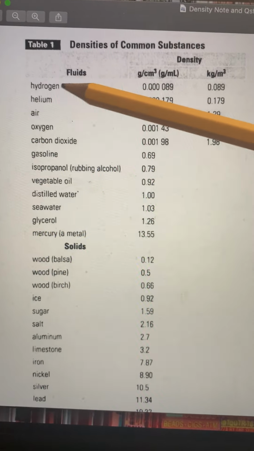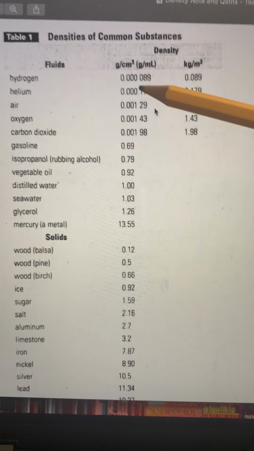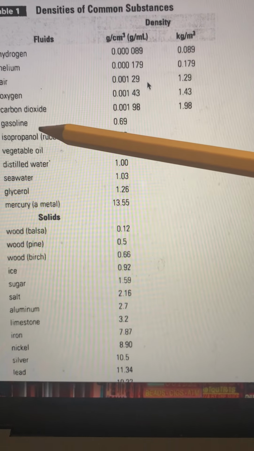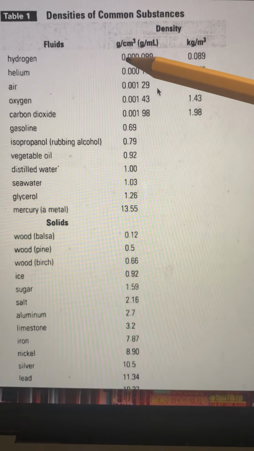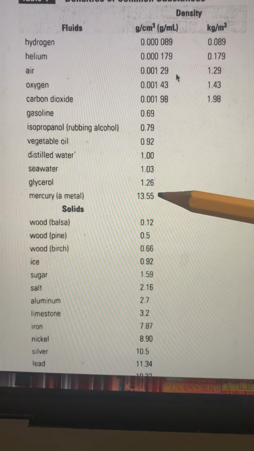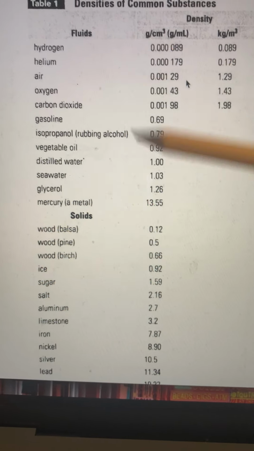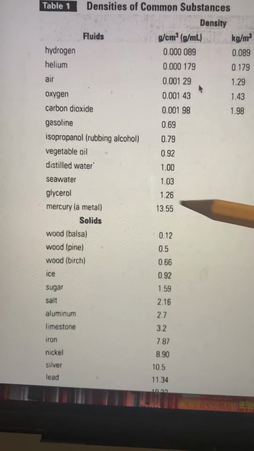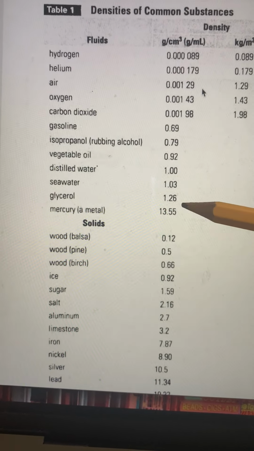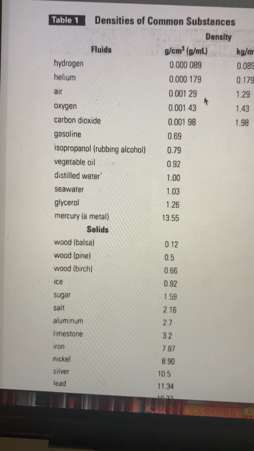So obviously the lightest thing we have here is hydrogen. And if you look, these numbers get higher. So obviously gasoline is now a liquid. It has a higher density than that of hydrogen. We can go down the table and look at things like mercury, which is still a fluid. It has a density of 13.55. So anything that has a density lower than 13.55 would float on top of mercury.